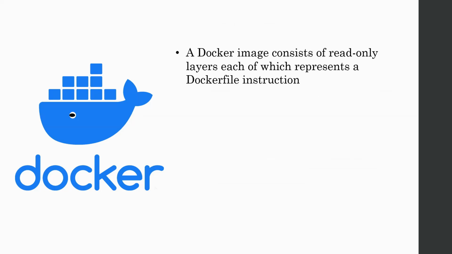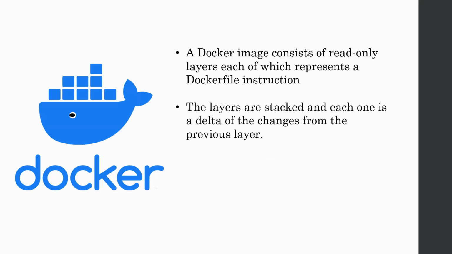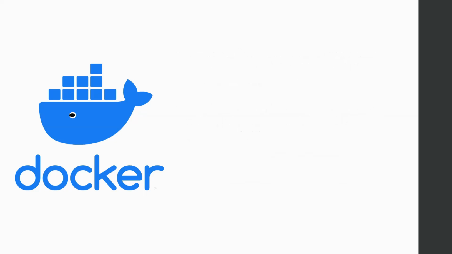Now a Docker image consists of read-only layers, each of which represents a Dockerfile instruction. Now the layers are stacked and each one is a delta of the changes from the previous layer. That means it's a differential change from the previous layer. Now it could be thought to be synonymous with cooking, where we have a recipe. The recipe has all the steps we must take in order to produce what is being cooked.